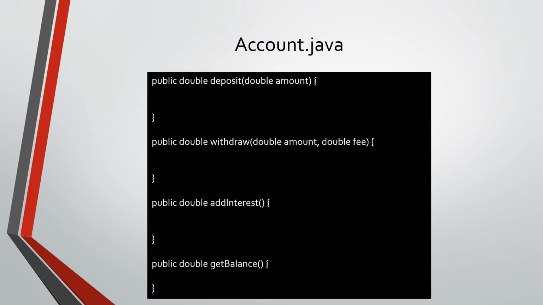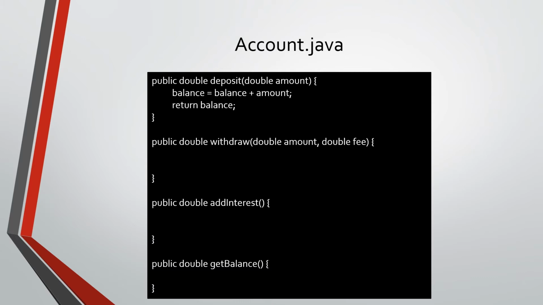Now let's set up the methods. Think, what instructions do we want each method to perform? For deposit, we want to add an amount to the initial balance and return a new balance. So let's type balance equals balance plus amount with a semicolon. On the next line, return balance, semicolon.